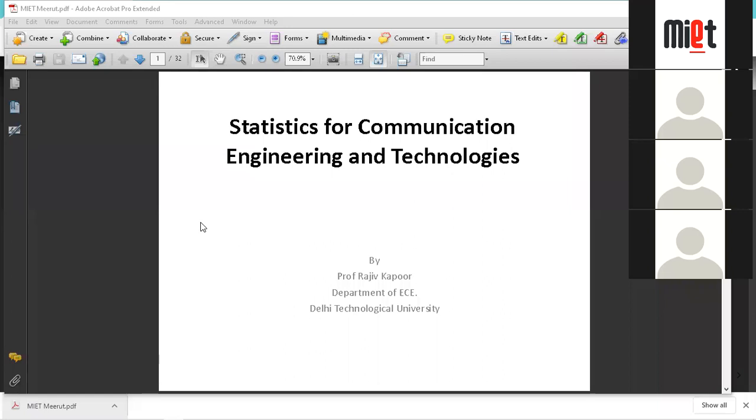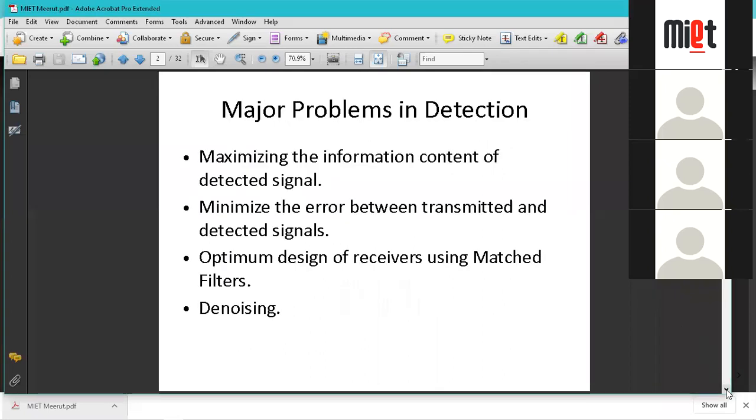So, dear all, I would like to now move to the second slide where I start with my topic for today. So please move to the second slide.